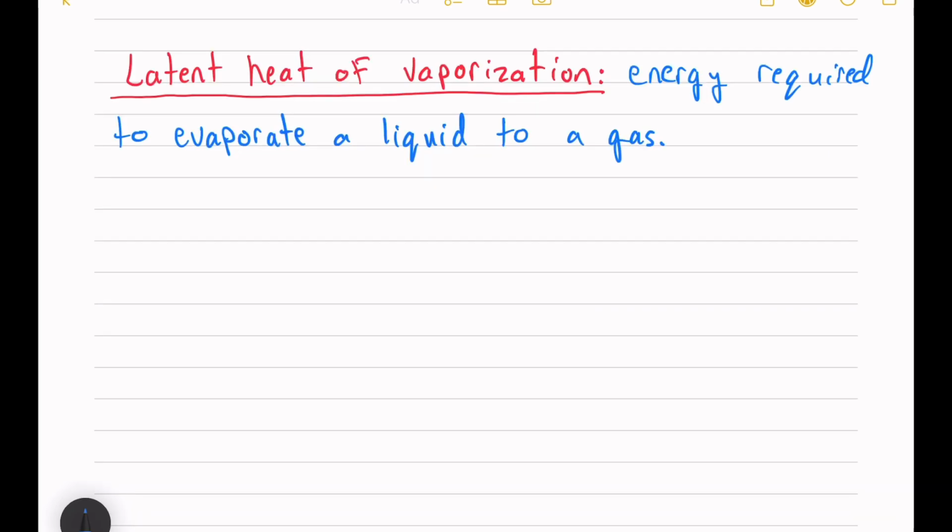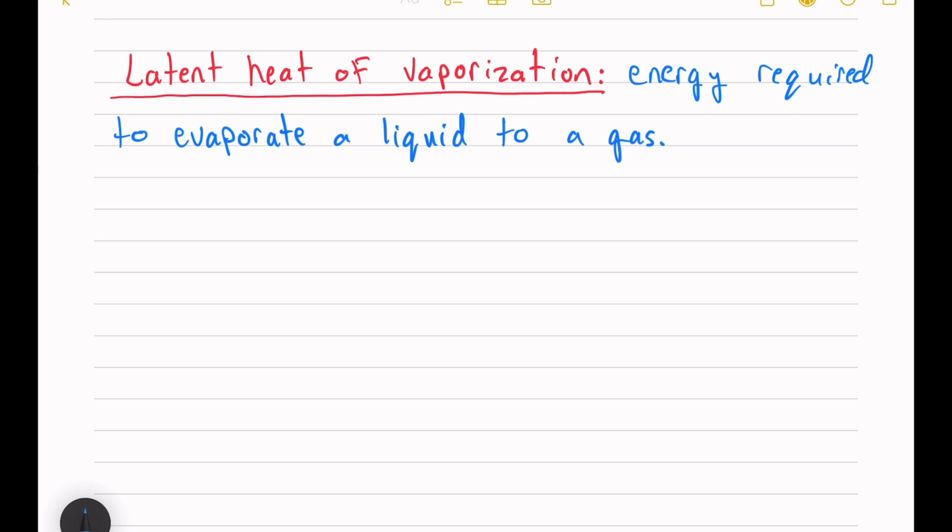Another term that comes up when it comes to these heat calculations is the latent heat of vaporization. As heat circulates in a system, you're going to get changes, or phase changes, I should say. I was about to say changes of states, but it's more appropriate to say phase changes. And so the latent heat of vaporization is really the energy required to evaporate a liquid to a gas.